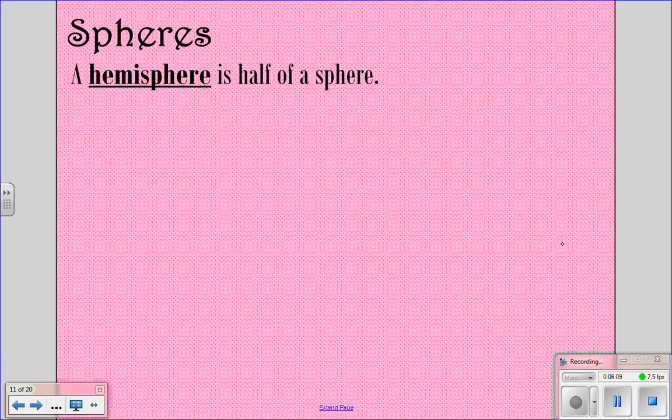All right, so looking at spheres, we've now taken a sphere and we're going to cut it in half, and that's called a hemisphere. It's just half of a sphere.